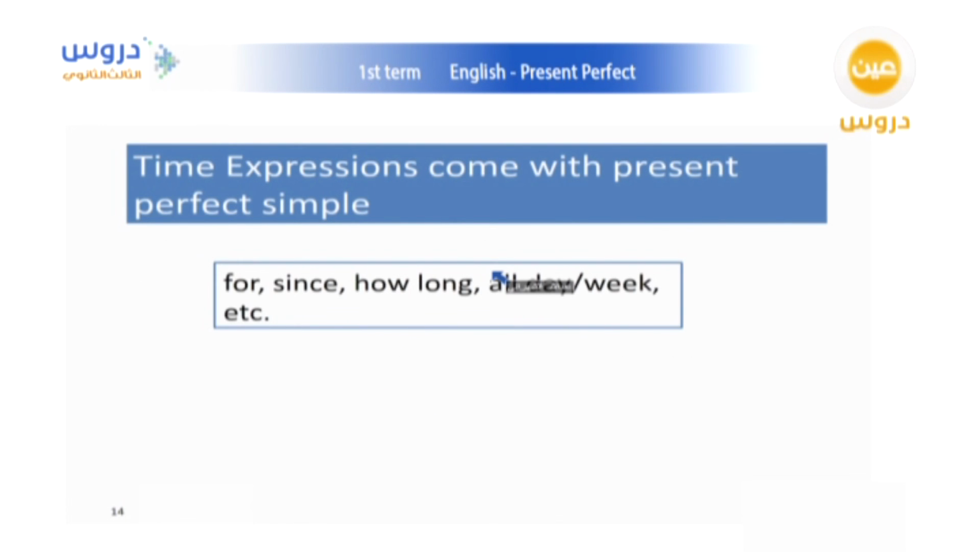And what are the time expressions that come with the present perfect simple and present perfect progressive? For, since, how long, all day, all week, and so on. So here we have the time expressions. Let's make it simple for you, Amir.